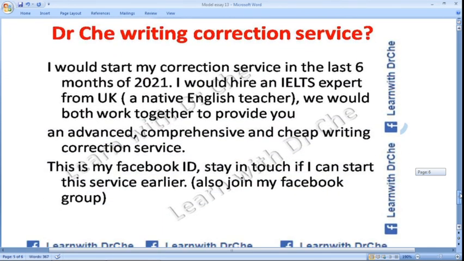So after watching my complete essay writing course, you would be able to write very good essays, but always get some feedback before taking your final exam. That is very important to assess your writing.